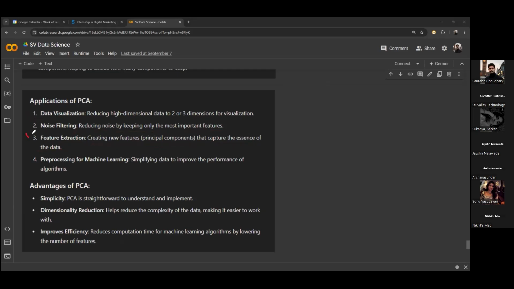Yes, extra features, or you can say extra things, you can cut it down using PCA. Pre-processing for machine learning, like simplifying data to improve the performance of the algorithm. You can say PCA makes the data very pure. It reduces unnecessary variance in the data, right?